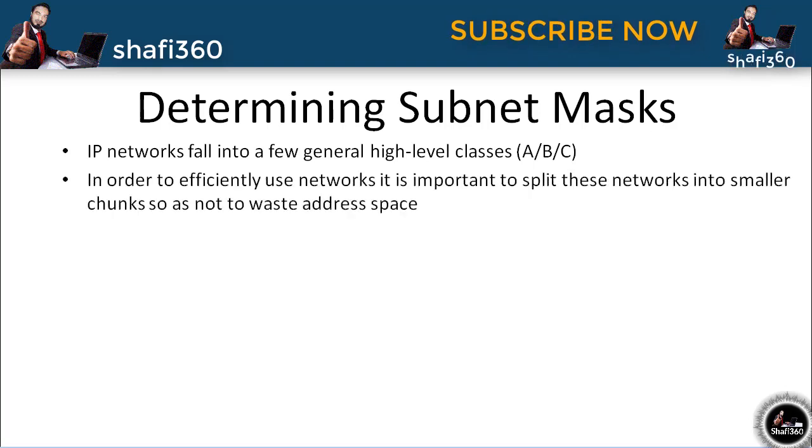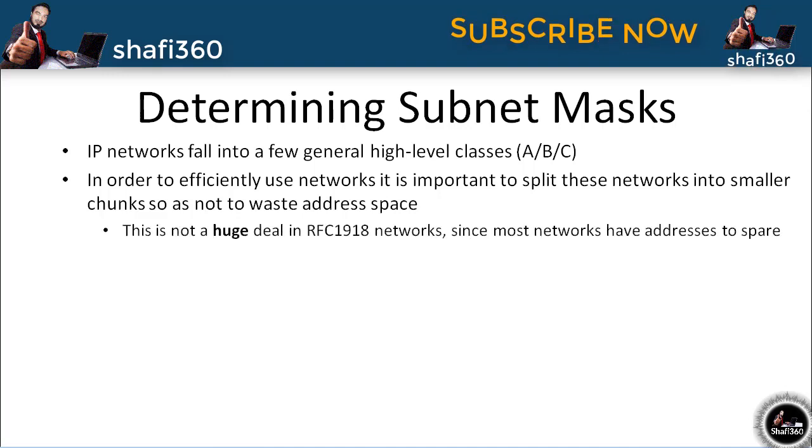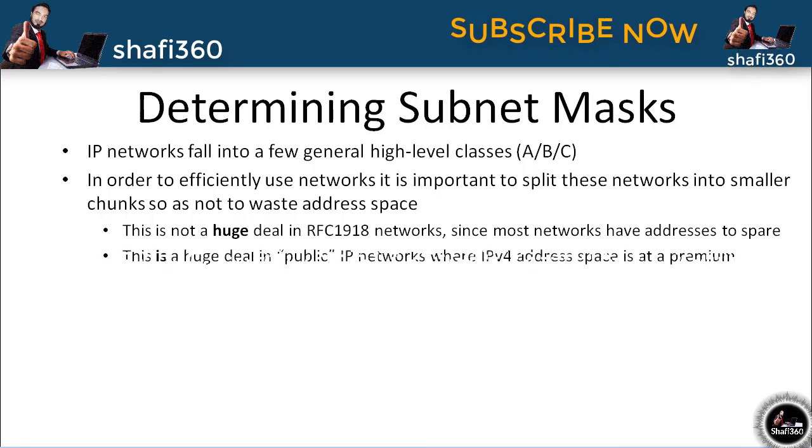Now, in order to efficiently use these networks, it is important to be able to split them into smaller chunks so we don't waste address space. This ability to split networks up is not really a huge deal in the RFC 1918 private IP address space, since most networks have IP addresses to spare. I mean, come on, you've got an entire Class A network with something upwards of 16 million IP addresses in it. Certainly you can find something in there. Where this does come into play is with public IP networks.